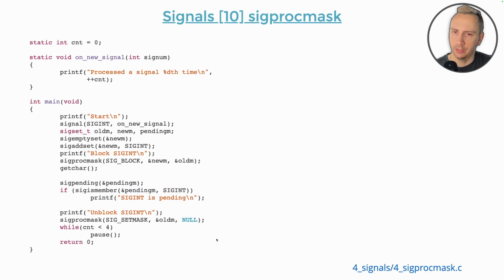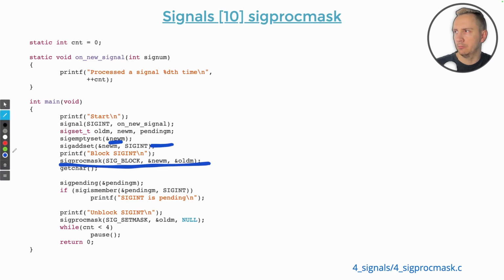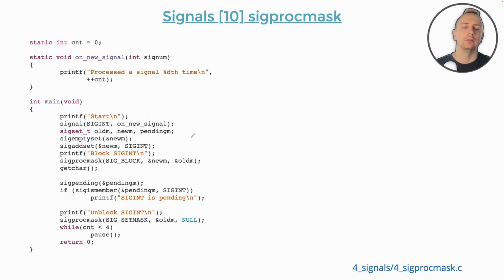Let's try to write an example. So in here I set a handler for sigint and block this signal until something is entered from the keyboard. So I do empty set, I add sigint to this empty set, so it's just this one signal in there, and I block it. Currently my thread cannot receive sigint. All the received sigints will be just blocked, pending until I unblock them.